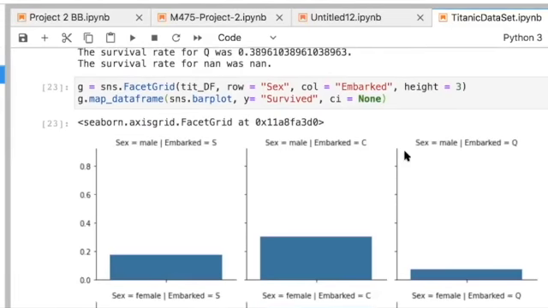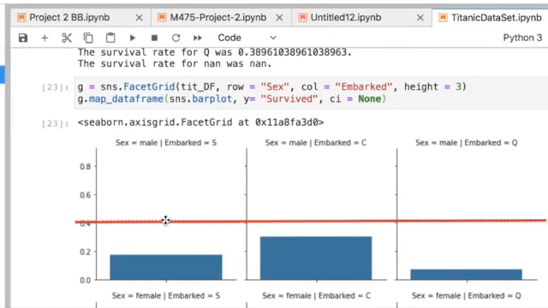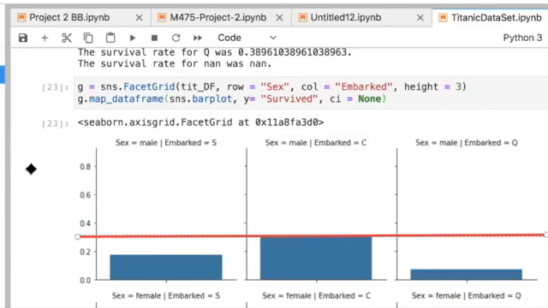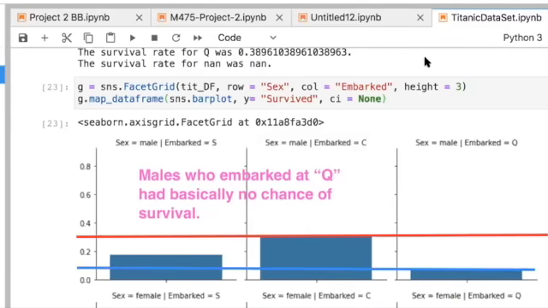And okay, so you'll notice that for males, you had a better chance of surviving if you were coming from class C. But males didn't have a very high chance of surviving overall. The male survival probability was about 30% in the best case. And then you'll notice that the lowest value is if you were a male who embarked at whatever Q was, then you had a very low probability of survival, about 10%. So males who embarked at Q had basically no chance of survival.